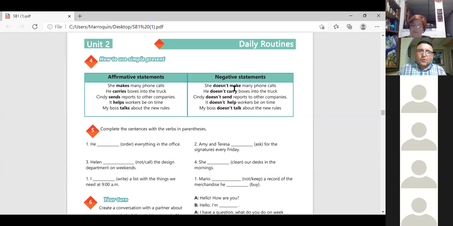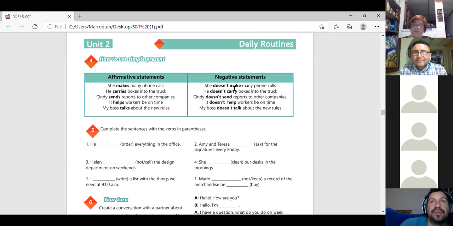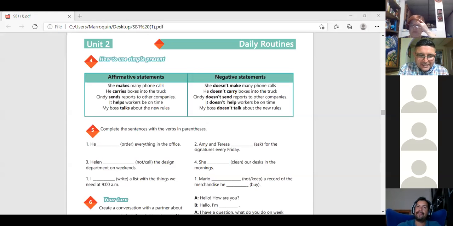How do you say El Salvador no tiene muchas islas? El Salvador doesn't have too many islands. Too many islands. Exactly. Cuando decimos islas, islands, la primera S es muda. It's quiet. So it's El Salvador doesn't have many islands.